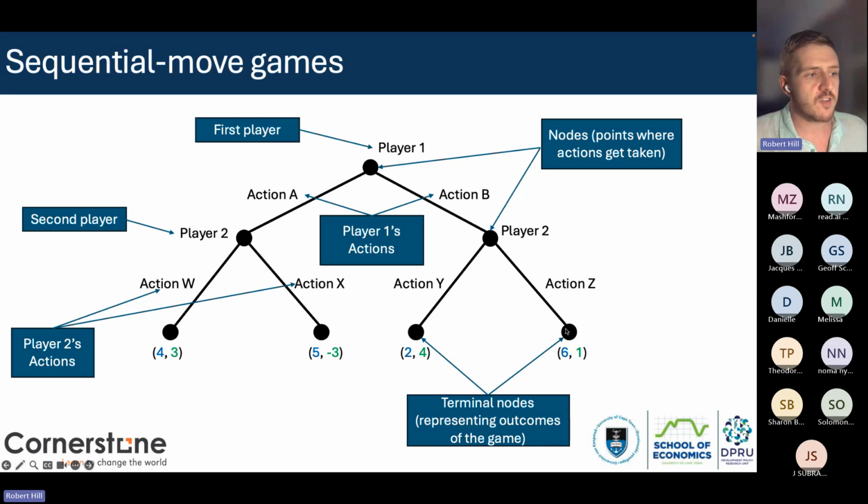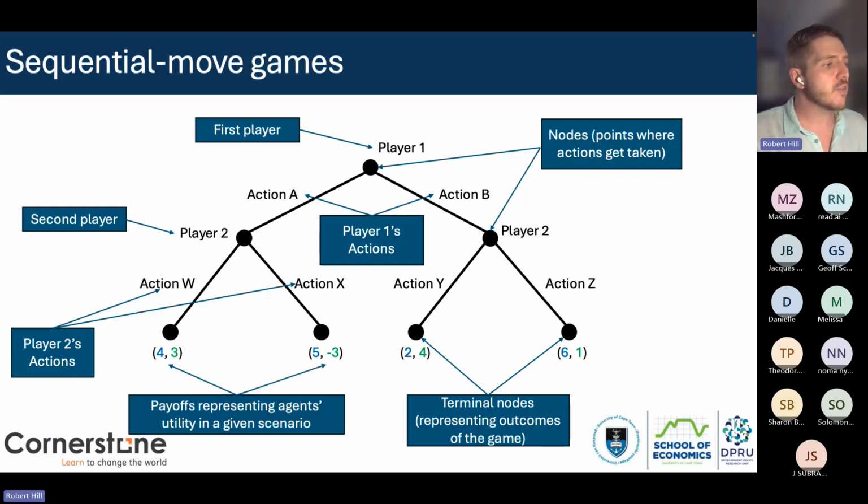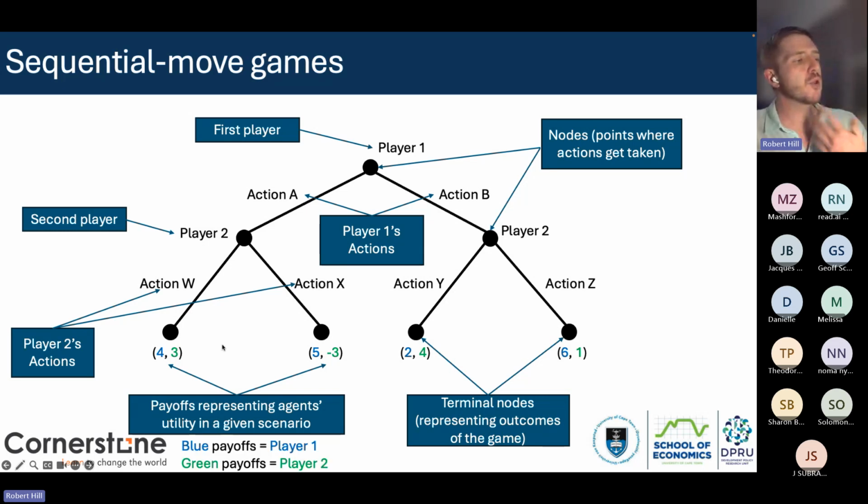These terminal nodes, these nodes down at the bottom, these are the states of the world at the end of our game. So they are situations where our game has ended. And in those scenarios, there are payoffs that are assigned to each of our players. Again, the blue payoffs are going to be for our first player, in this case, player 1, and the green payoffs will be for player 2. All right. So this is just to give you an idea of what the different types of games look like.